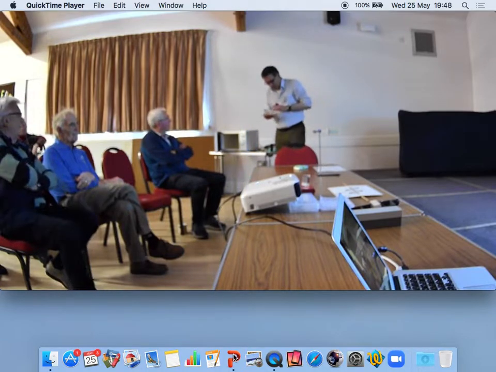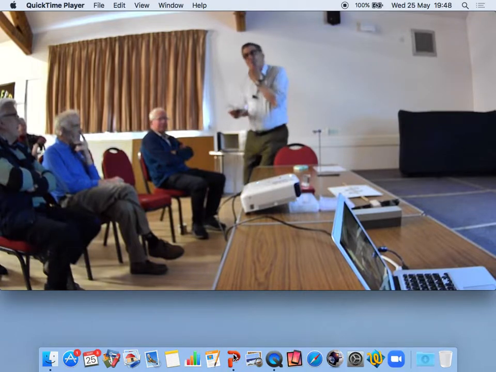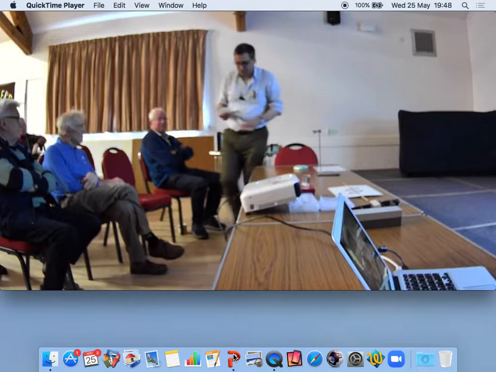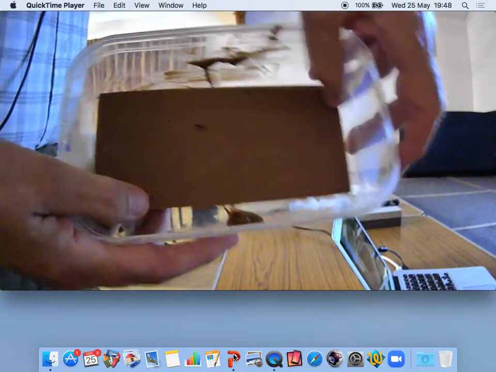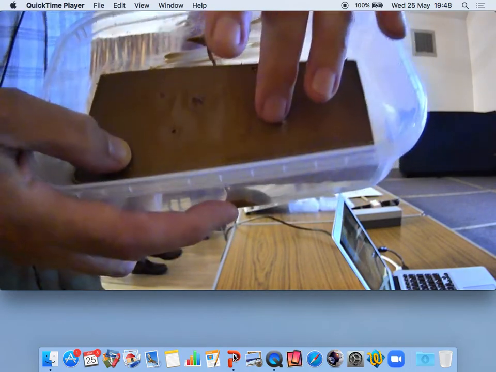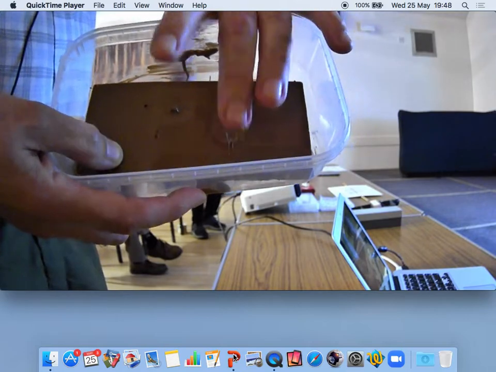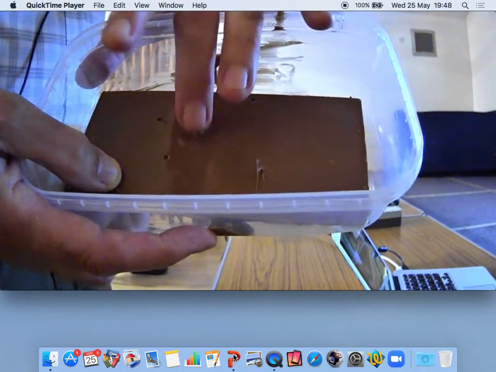Ooh, it's just starting to go. Now, the question is, how nice is the chocolate? And also the question is, can you see this? So, without changing the lights, it's not showing up particularly well, but there's an area here which has cooked. Can you see under my finger? That area is starting to go. And there's an area over here which is cooked as well.